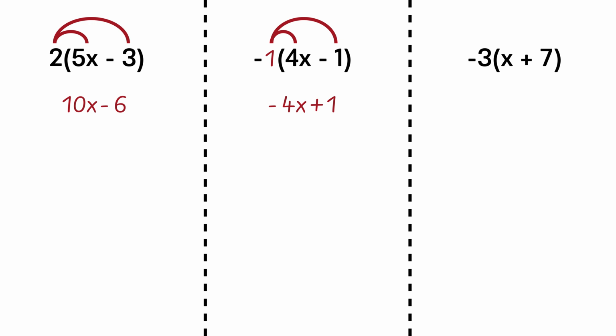Finally, the third example has a similar situation. What do we do with the plain x that doesn't have a number attached to it? This again is a situation where the number 1 can be used. So, negative 3 times x means negative 3 times 1x, which is negative 3x. Negative 3 times 7 is negative 21. And the final answer is negative 3x minus 21.